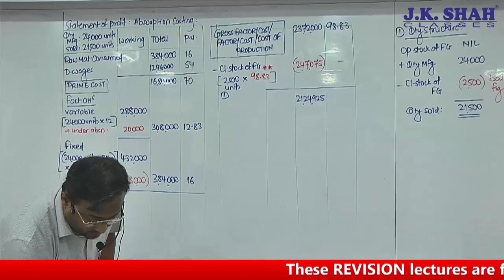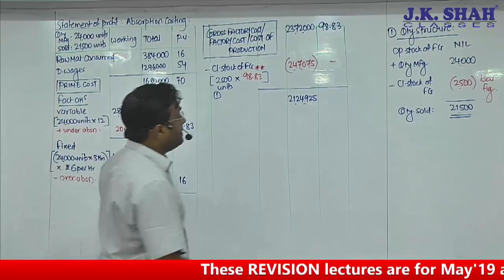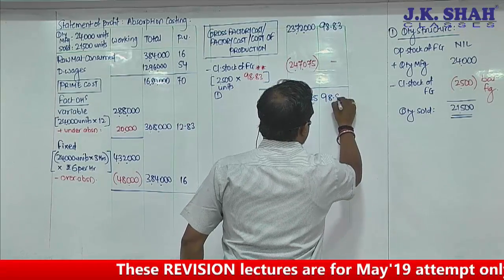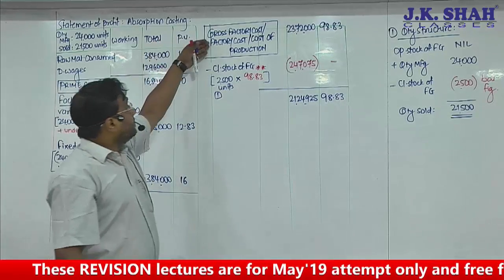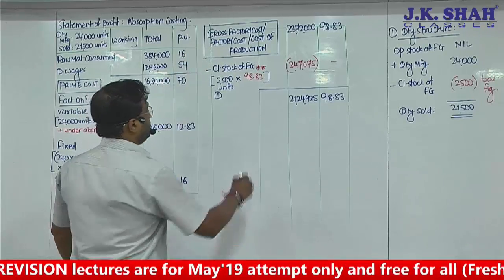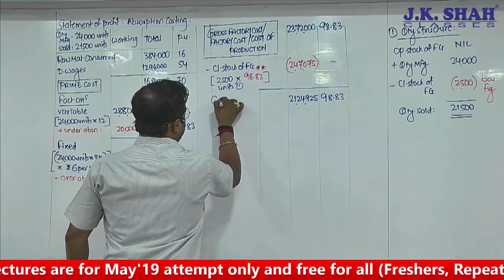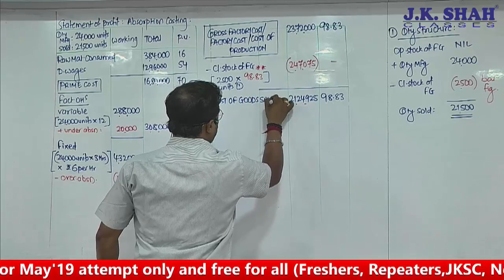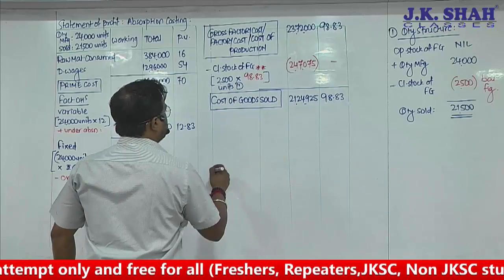21,24,925 divided by 21,500. Naturally, it has to be 98.83. Because this is valued at 98.83, this is at 98.83, so naturally your cost of goods sold will also be valued at 98.83.